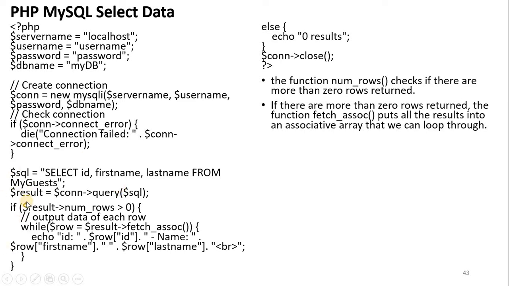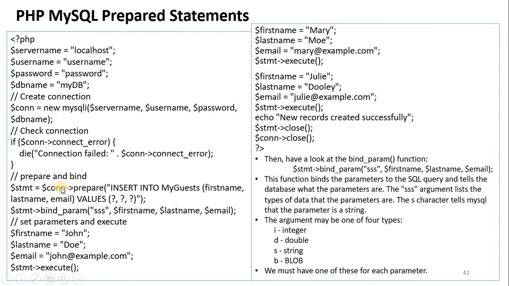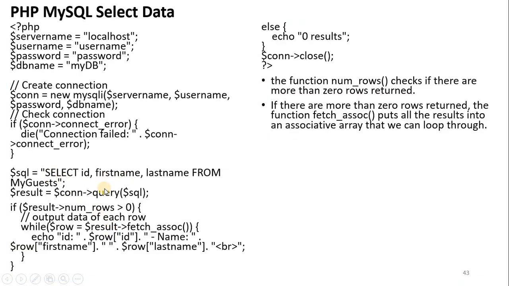Like in JDBC, we have the ResultSet interface. In the same way, we do not have any interface over here, but you are using some other variable for storing the content. Okay. So this is the query I am going to execute, storing the content in the result variable. Result num_rows greater than 0 means, suppose I have 3 rows, the number of rows is now 3. Okay, so 3 is greater than 0.